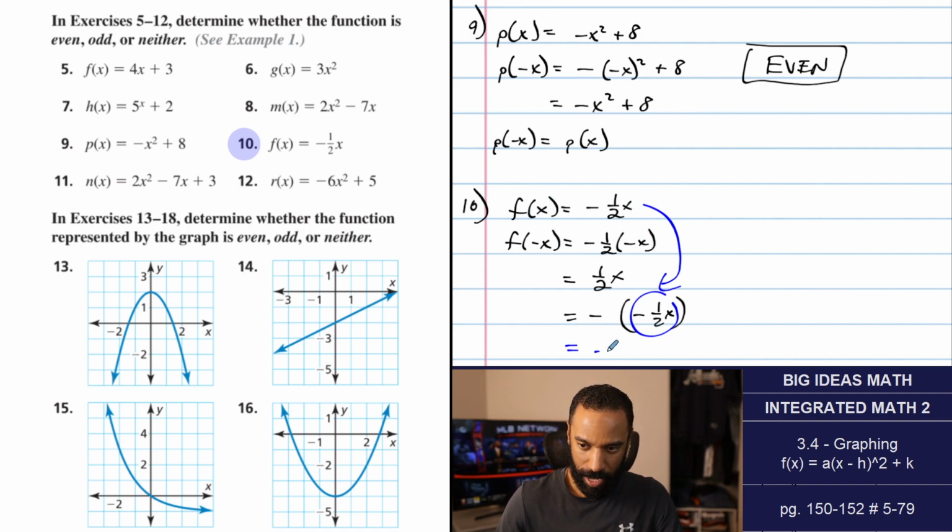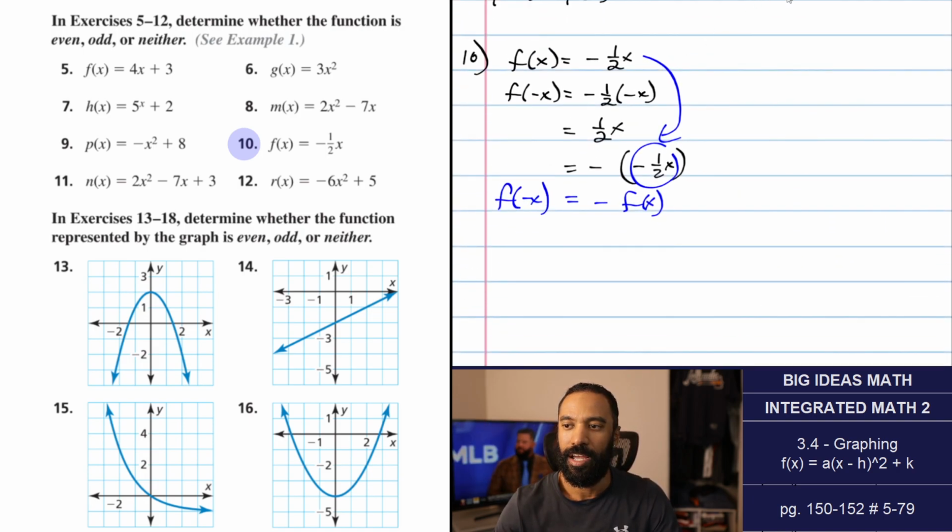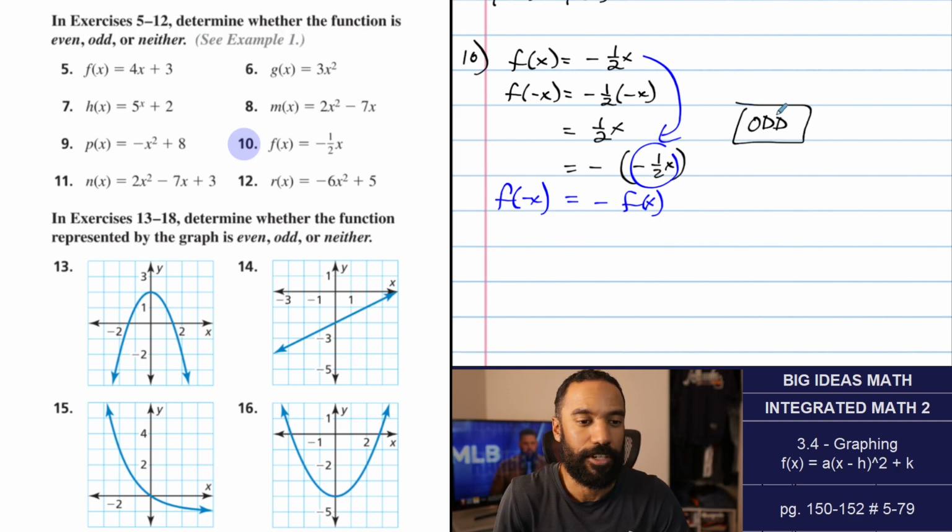This is the opposite of f of x. And that's what f of negative x was. When I plug in a negative x, I get a negative y result out compared to the original x that I would have plugged in here. That is what an odd function does. This is an odd function for number 10.